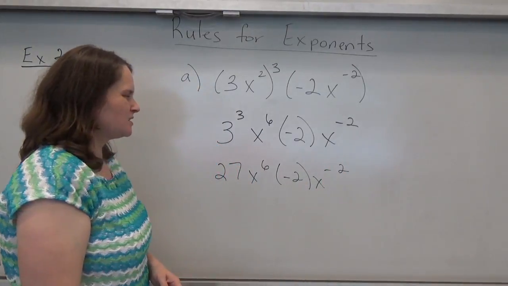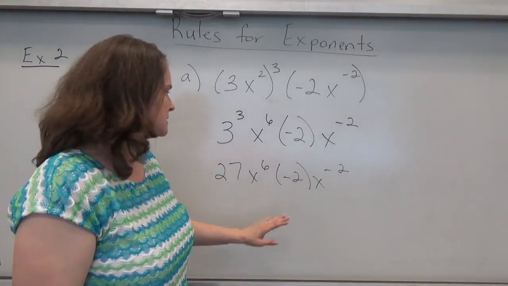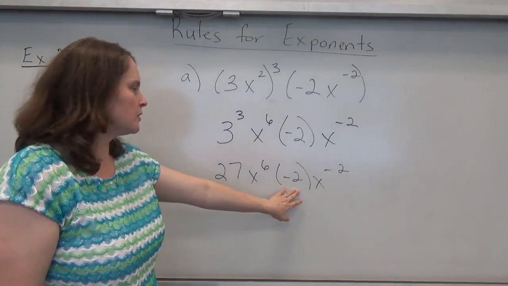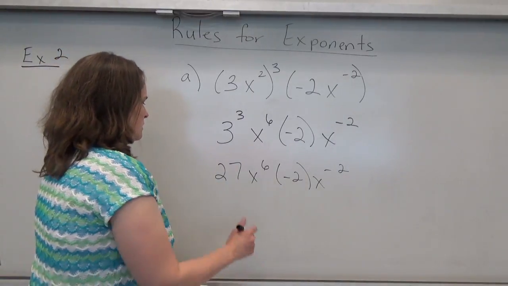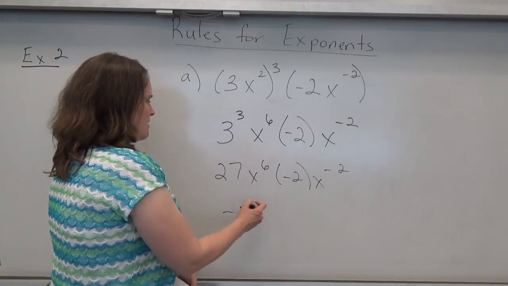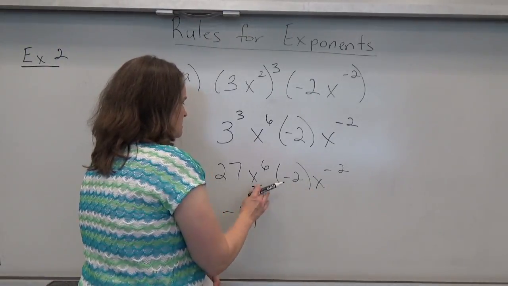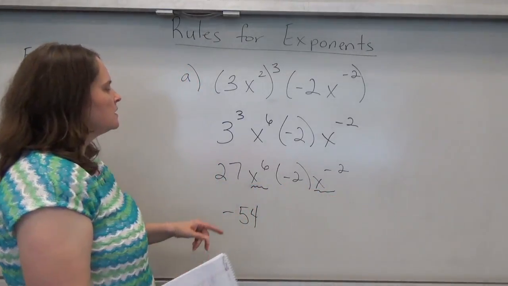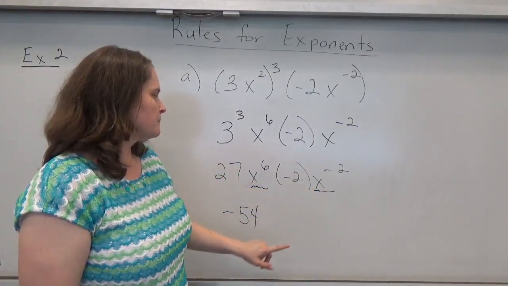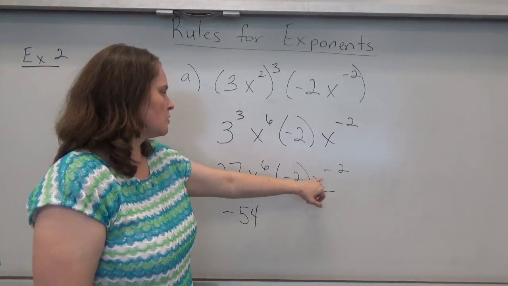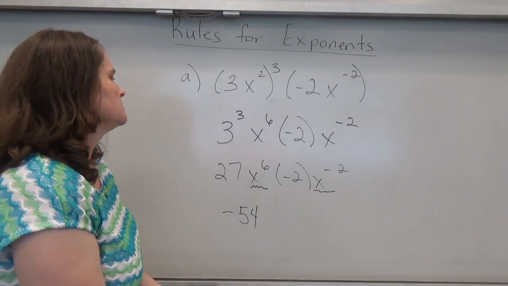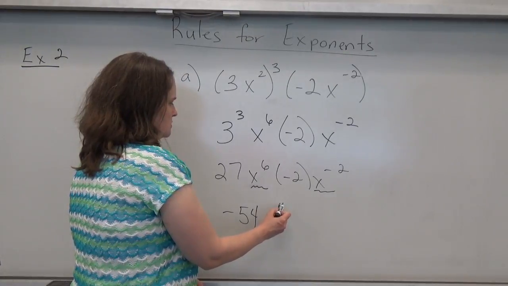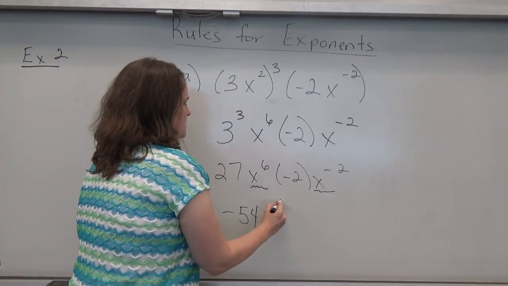And then, if I want to, I can rearrange my coefficients and my bases together. So I know 27 times negative 2, I could put those together and multiply those. That would give me negative 54. And then x to the 6th times x to the negative 2nd. I'll do this little squiggly line so it doesn't look like I'm putting fractions in there. x to the 6th times x to the negative 2nd. I'm multiplying like bases, so my rule tells me I want to add my exponents. So it will become x to the positive 4th. And that is my answer. Make sure that's big enough everybody can see it.